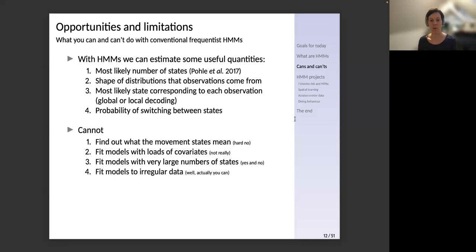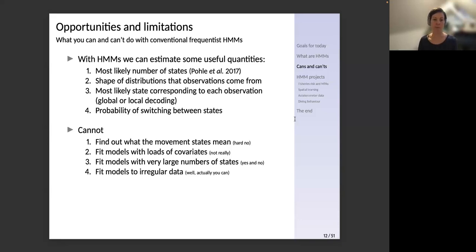You also can't fit models with loads of covariates. And this is a sort of not really, because there's no automated way of doing model selection with HMMs yet. So it basically is very labor intensive, and you might lose sight of what you're actually doing if you've got lots and lots of covariates.